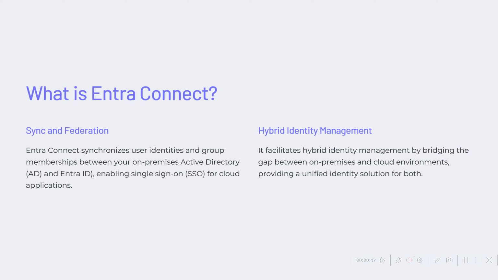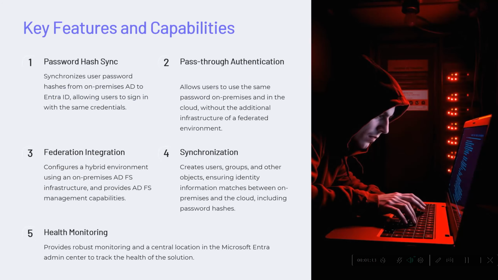So, what is Entra Connect? Entra Connect synchronizes users' identities and group memberships between your on-premises Active Directory, AD, and Entra ID, enabling single sign-on, SSO, for cloud applications, which also facilitates hybrid identity management by bridging the gap between on-premises and cloud environments, providing a unified identity solution for both. Let's take a look at the key features and capabilities.